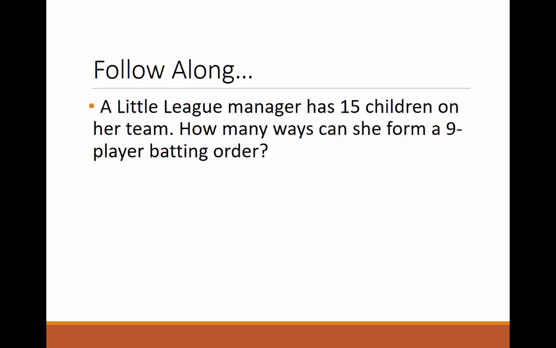A Little League manager has 15 children on her team. How many ways can she form a 9-player batting order? Once again, recognize we have a permutation because order matters. Repetition is not allowed, and we are selecting from the same group of 15 children. So we have a permutation.